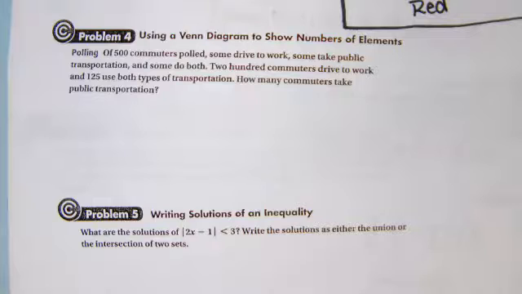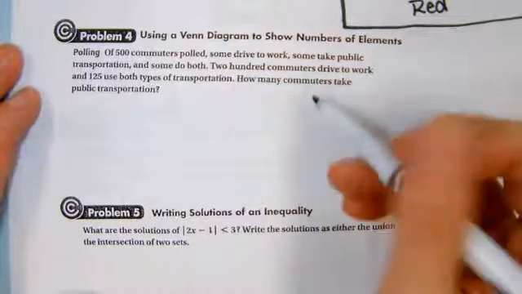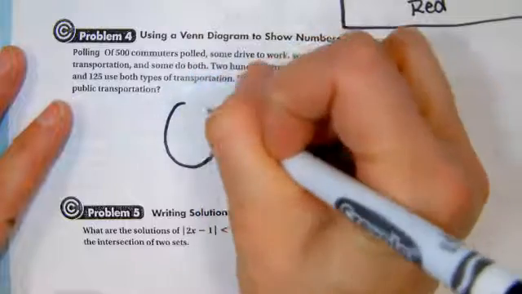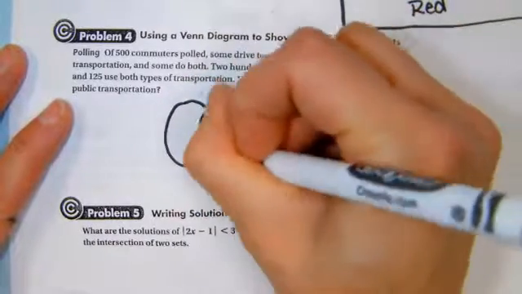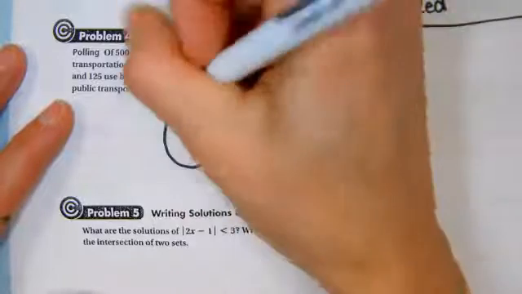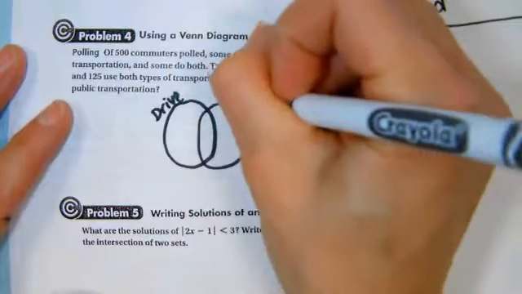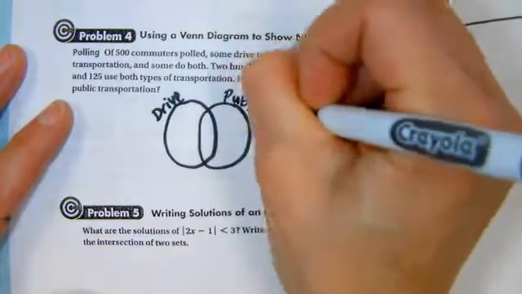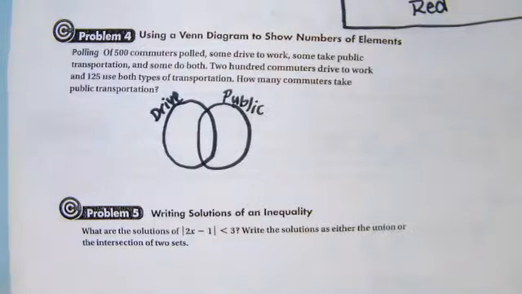Okay, so it says we want to use a Venn diagram up here to be able to do this. So let's do this. We're talking about 2 or 3 things this time. 2. So we only need 2 circles. The 2 different things we're talking about is people that drive to work, right? And people that take public transportation. In the middle is the people that do what? Do both, right?